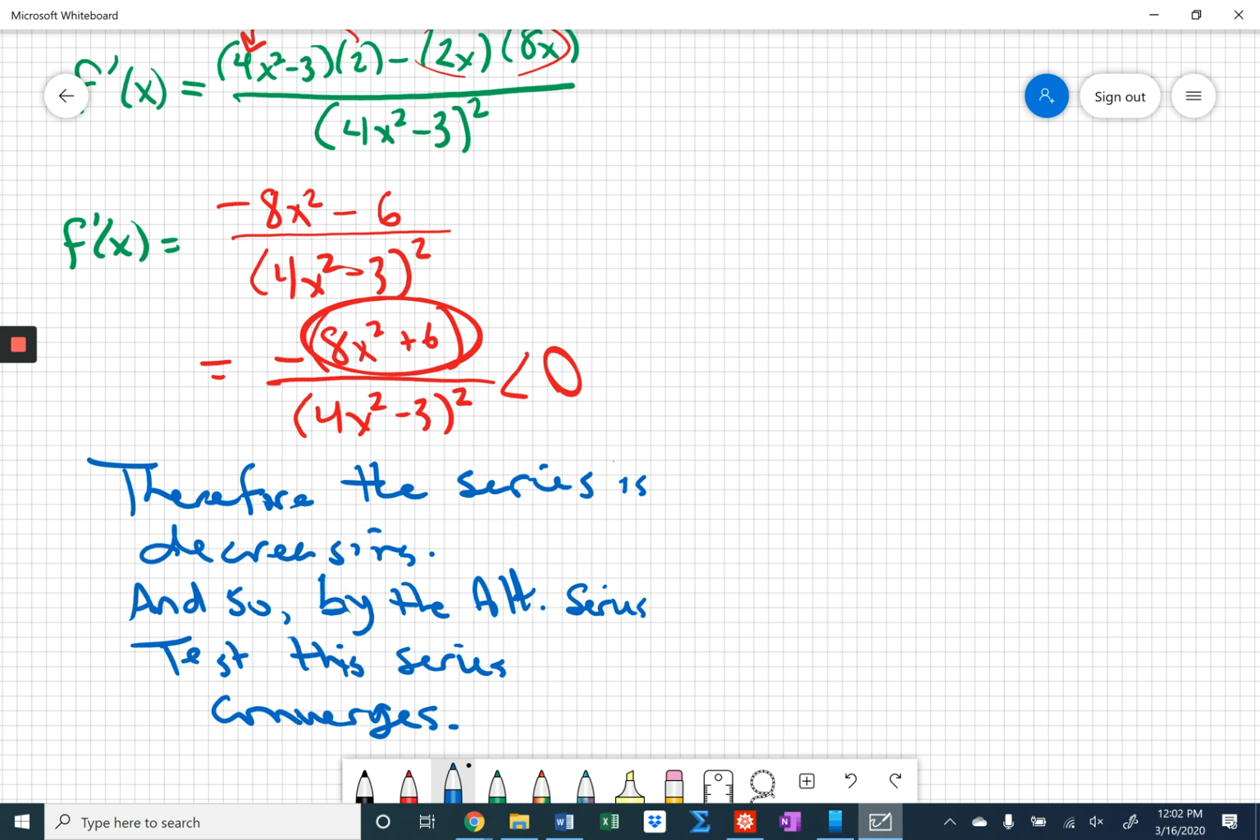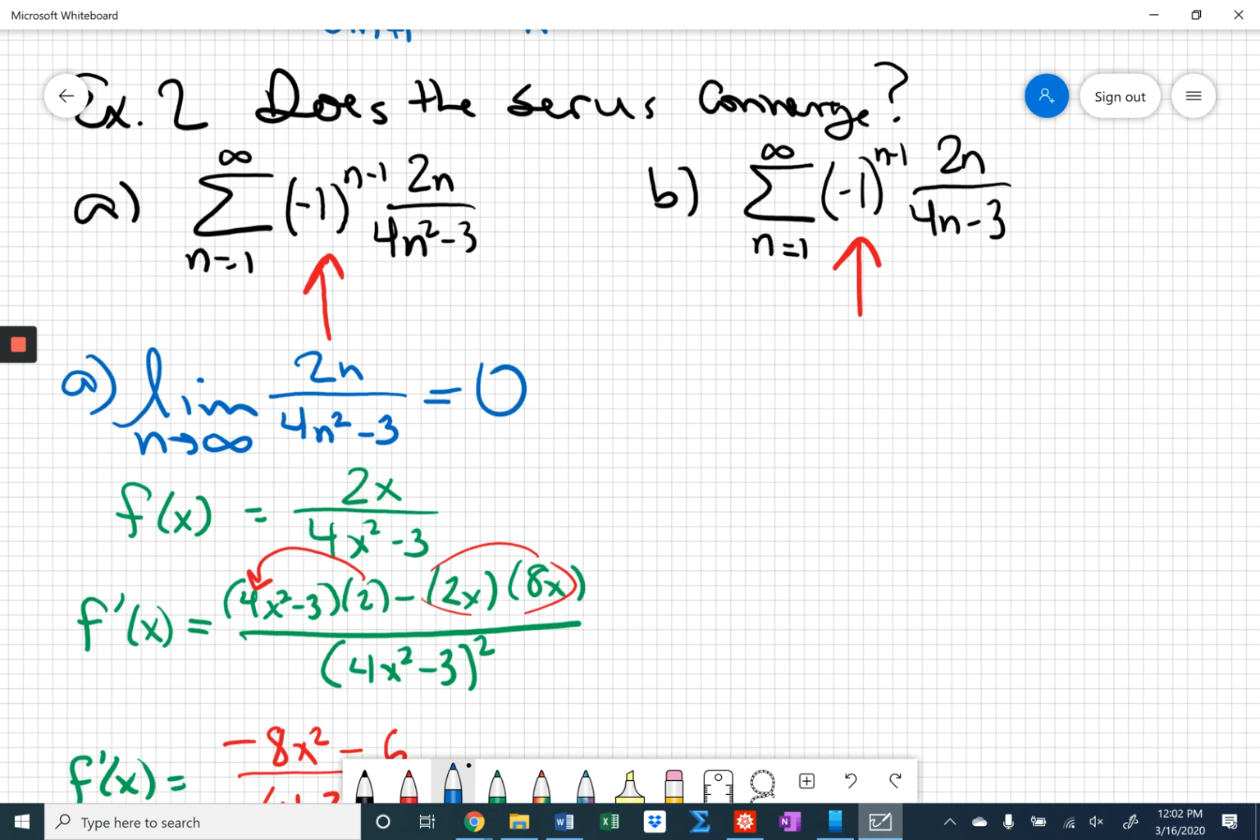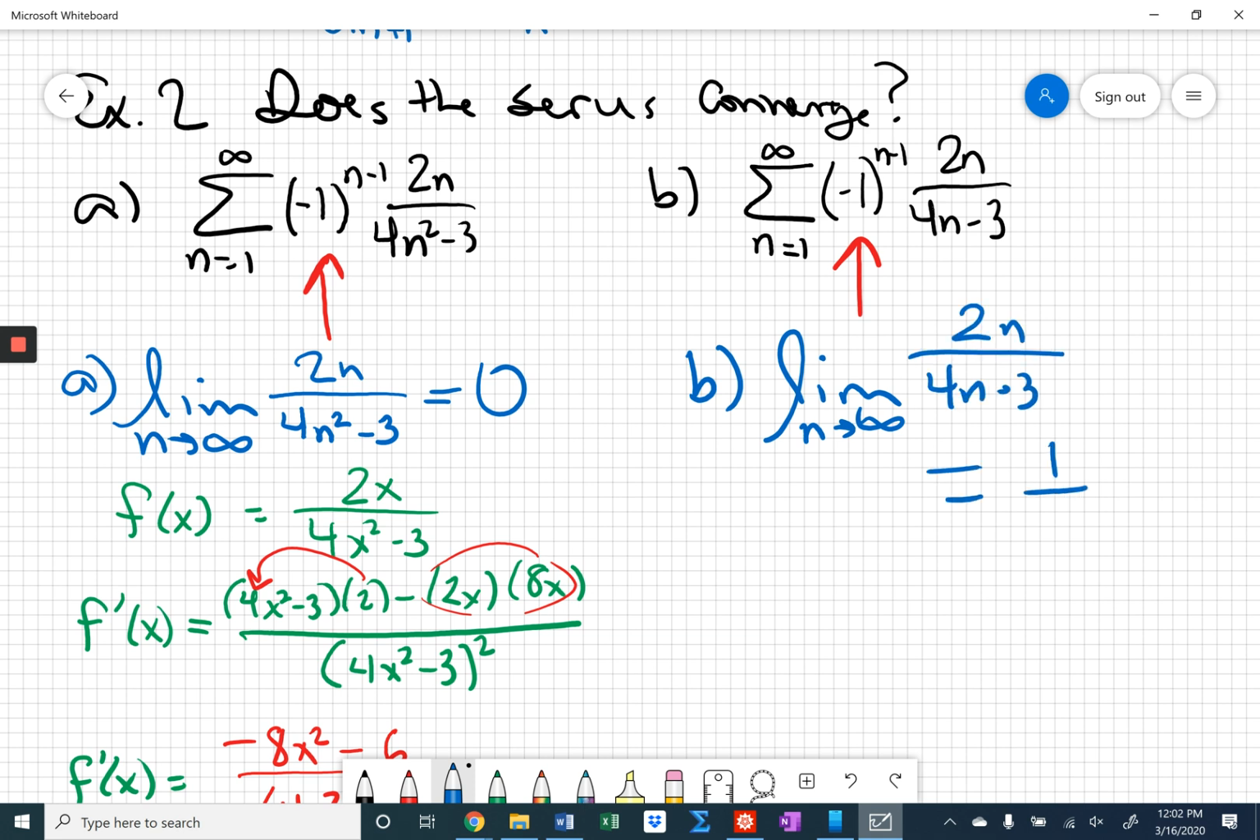All right, now part B. Again, if you haven't tried part B, you should pause the video and go try part B. But like I said, I'm going to jump right into looking at the limit as n approaches infinity. And this time it's 2 to the n over 4n minus 3. And that limit works out to be just 2 over 4, or 1/2. 1/2 is not 0. So the series diverges. So this alternating series diverges.